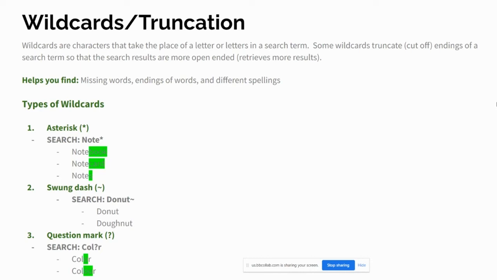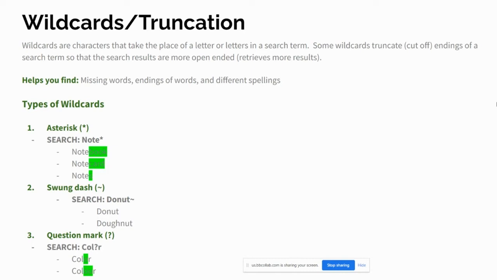Swung dashes kind of do the same thing. I have an example here with the word donut. This will help you locate different spellings. Donut is something that can be spelled differently depending on where you're from or how you spell it personally. So we have donut, which is spelled D-O-N-U-T, and then you have a swung dash after it. And so what it's going to do is help you find results with that as well as different spellings that may exist, with one example being donut spelled D-O-U-G-H-N-U-T.